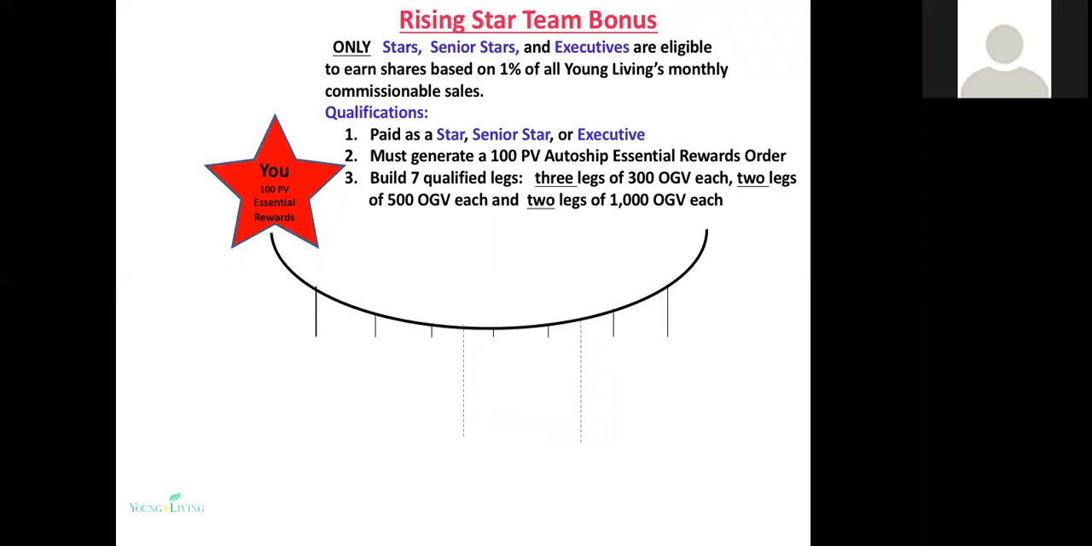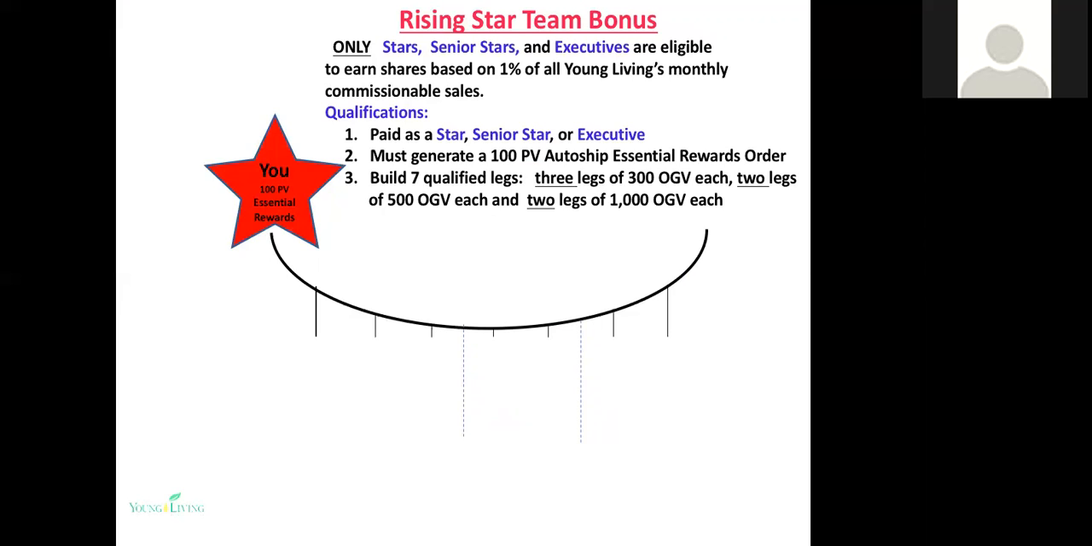This is the one bonus that does require you to be on a 100 PV Essential Rewards auto ship for the month in order to qualify for the bonus. It also is the only bonus that requires the 100 PV Essential Rewards auto ship for each personally sponsored member that is structured as part of this bonus.